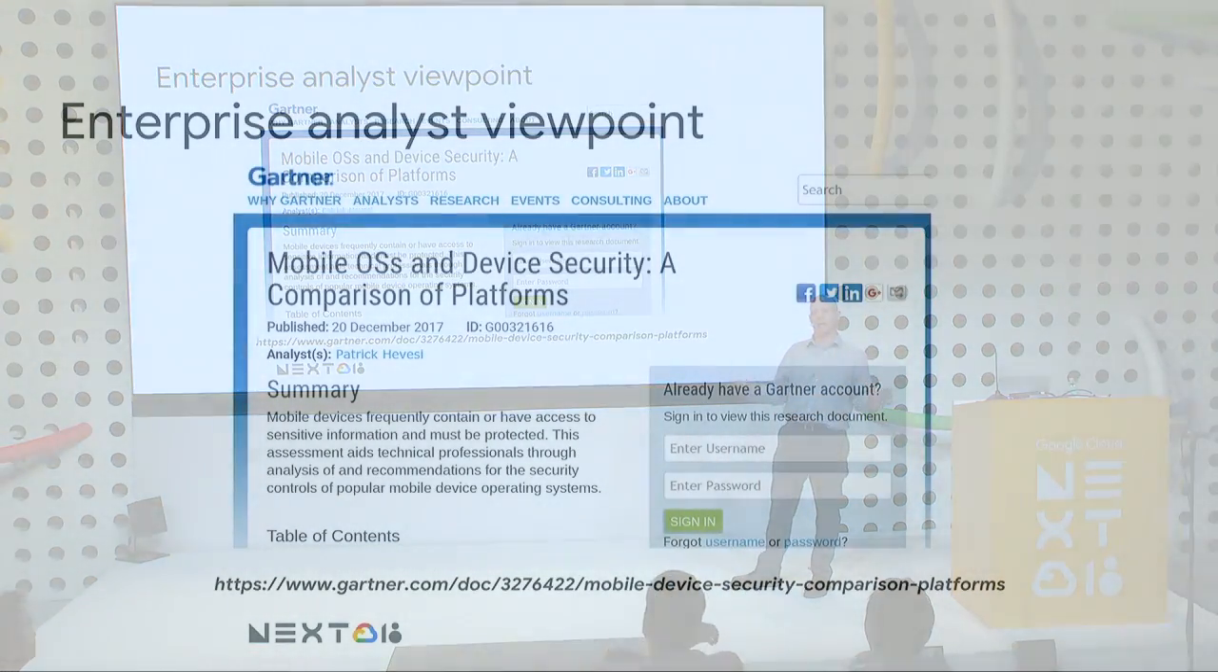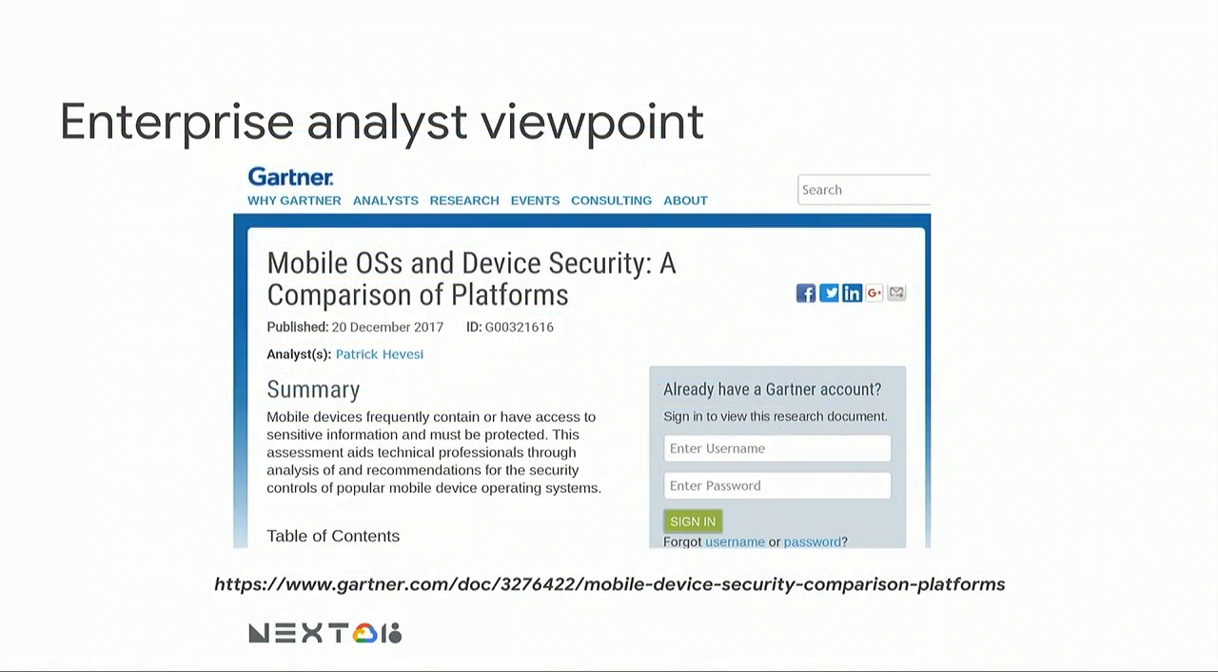So at a very high level, it's one thing for me to stand up here and say, well, security has really gotten better. We're working really hard at it. But we're always looking at ways to find independent measures of success. And I'd like to point you to a Gartner report that was published in December. It's an annual report called Mobile Operating Systems and Device Security, a Comparison of Platforms. I'm sure many of you are Gartner subscribers. So if you subscribe, go look at this research report.